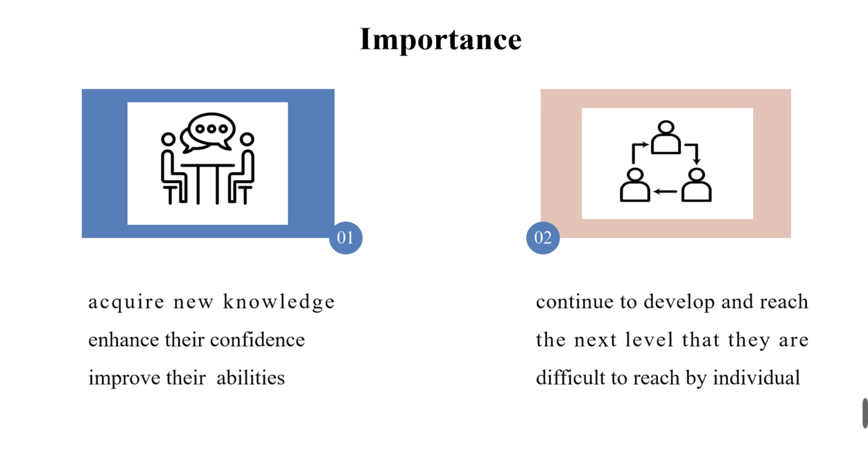And then, from the previous introduction of definition and course, we can realize the importance of social-cultural theory in SLA. By communicating with others, learners can acquire new knowledge, enhance their confidence, and improve their abilities. In addition, with the assistance of others, learners can continue to develop and reach the next level that is difficult to reach by themselves.